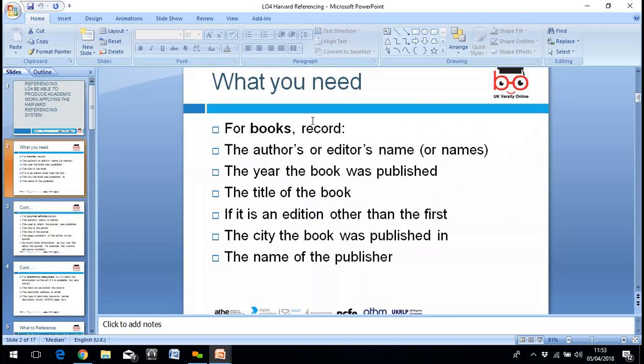Whatever book you read, you need the author's or the editor's name or names, the year the book was published, the title of the book, and if it is an edition other than the first edition, the edition number, where the book was published, and the name of the publisher. That's when you're recording your reference.